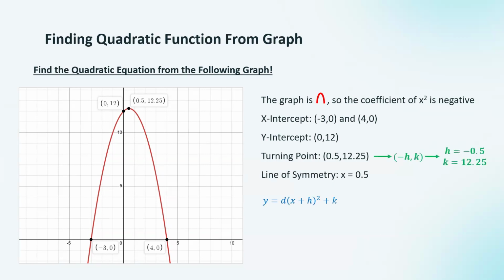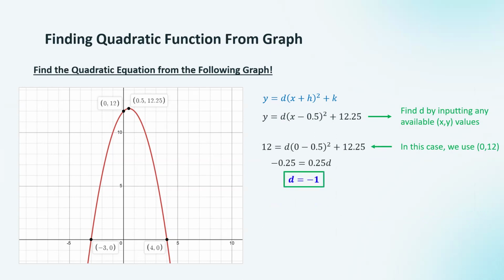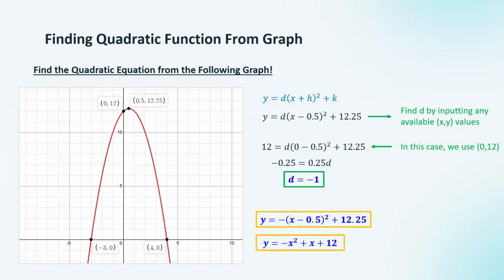Again, we are going to use this form because we know that we can get the h and the k directly. So h is going to be -0.5, and k should be 12.25. We can input those values, and to find the d, we can just input any available x, y values. So let's try to input (0, 12), the y-intercept. If we try to input the x and the y values, we know that the d will be -1. After finding the d, we can try to write the complete expression like this. And if we want to expand it, it's also possible, which will look like this. And again, both answers are valid.